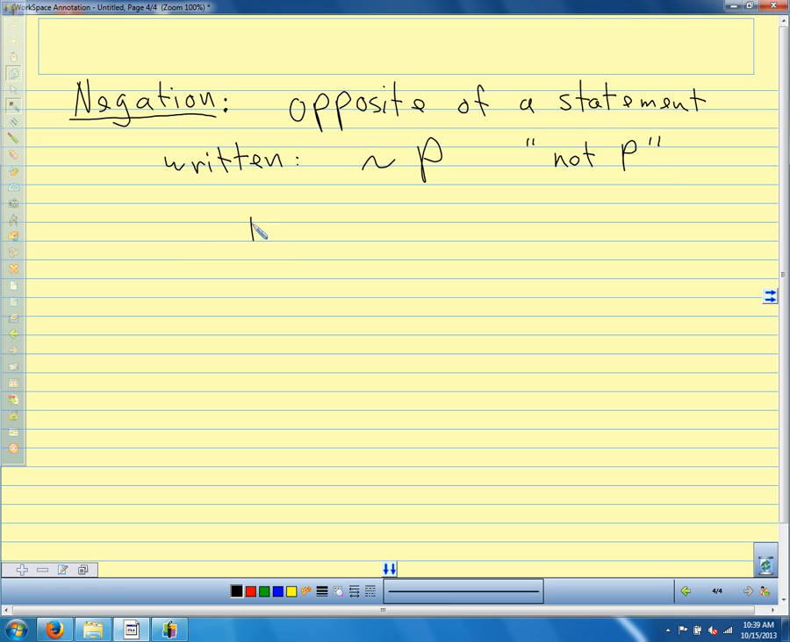So an example, if I say the sky is blue, the negation would be the sky is not blue. Just the opposite. That's all we're doing. And for a lot of statements, all we have to do is put the word not in front of it. And we are going to use negations to write statements that are related to conditionals.